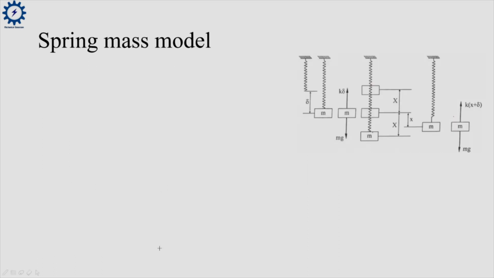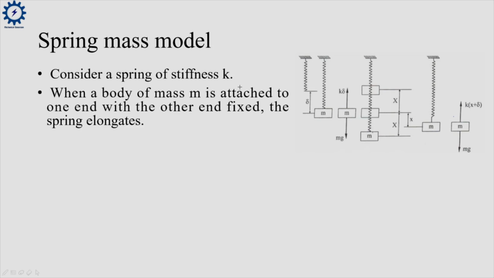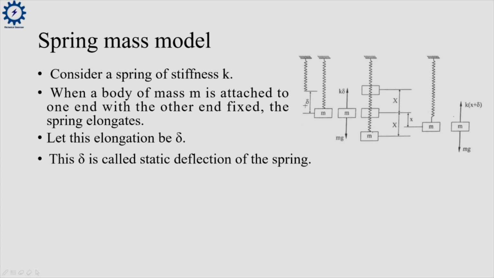Now let's see a spring mass model. Consider a spring of stiffness K. When a body of mass M is attached to one end with the other end fixed, the spring will elongate, which you can see in this diagram. Here this is the fixed end. Here a mass M is attached. Due to this mass M, elongation will take place in the spring, which we represent by delta. Delta is otherwise known as the static deflection of the spring.